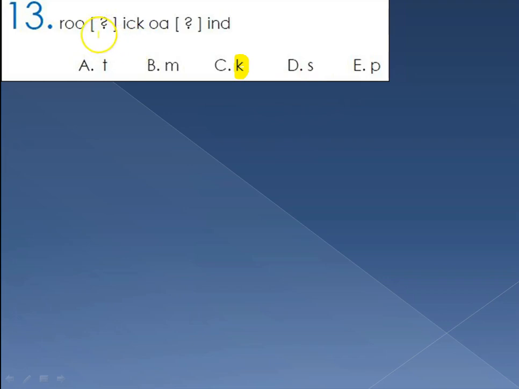Let's put in S. Roos, sick, os, signed, can't be S. The last one is P. Roop, pick, ope, pined. Can't be P either. Some of them do not make sense. Pick does, however roop and ope won't make sense, so it can't be P, so there has to be answer C. Rook, kick, oak, and kind.